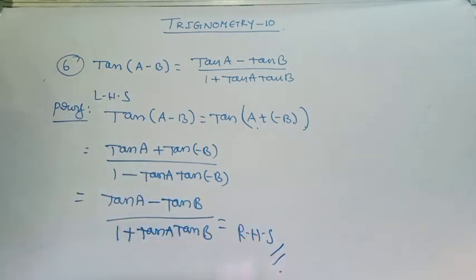Wonderfully, we have now got 6 formulas: sin(A plus B), sin(A minus B), cos(A plus B), cos(A minus B), tan(A plus B), and tan(A minus B). We have got 6 formulas very nicely.